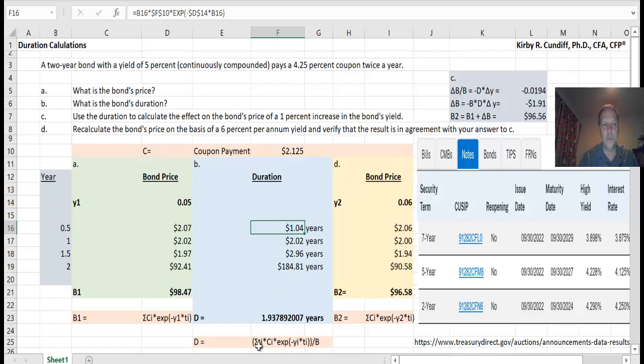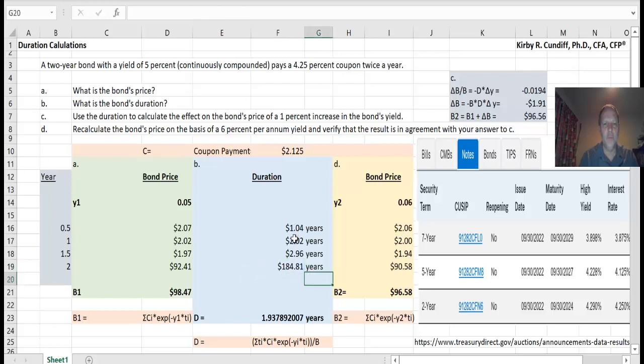The next term is going to be 1 times the present value of the coupon. So it's going to be 1 year times $2.02. That gives us $2.02 years. The next term will be 1.5 years times 1.97, and that will give us $2.96 years. And then our final term will be 2 years times $92.41, or $1.8481 years.